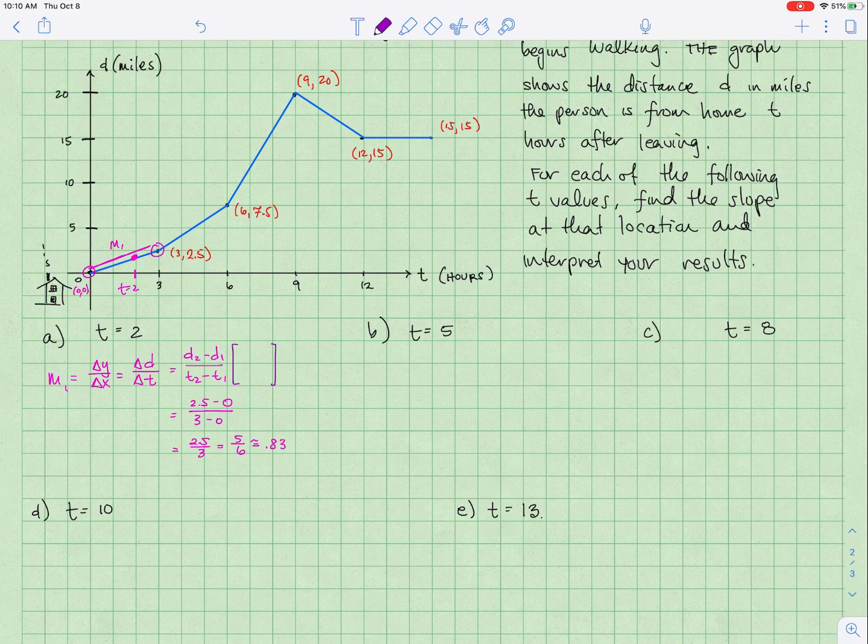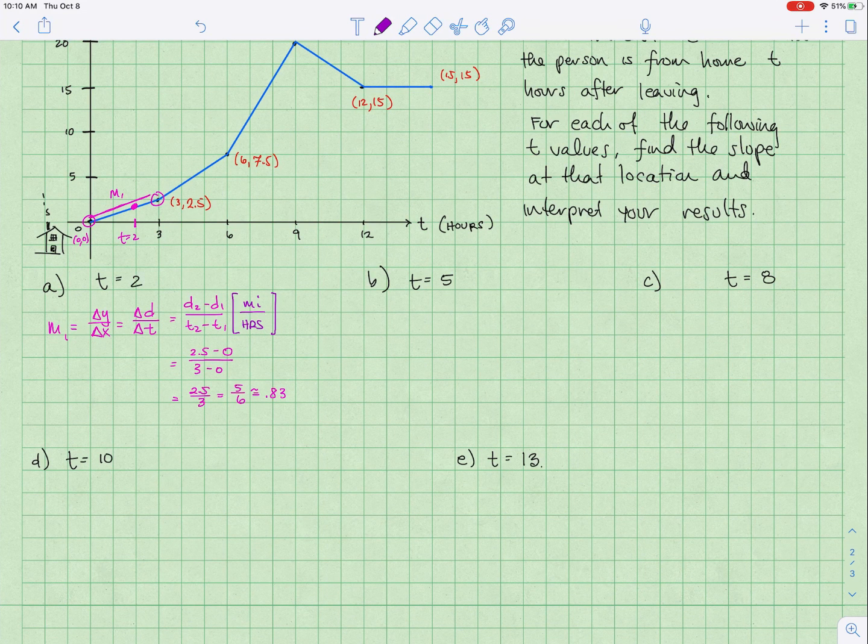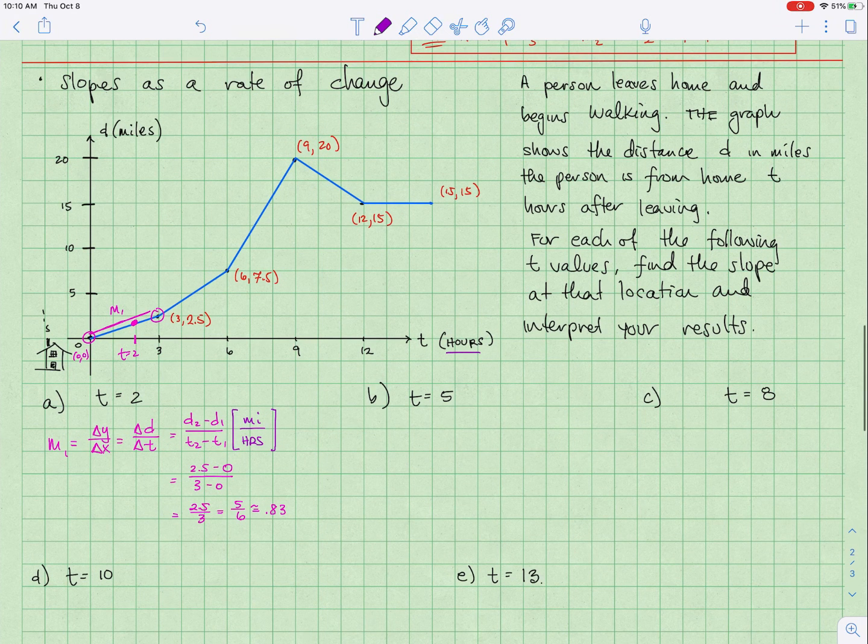When we calculated this numerator, it was a distance minus a distance. It was 2.5 miles minus 0 miles. So the units in the top are miles, and the units in the denominator are hours. And so this is a rate of change. It's not just the number 0.83, it's in the context of these units. It's actually in miles per hour.